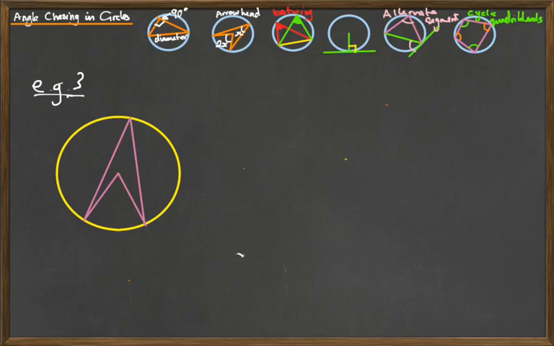Right, example 3. This is the question. Okay, this is a very easy question. We can look at the arrowhead theorem straight away.